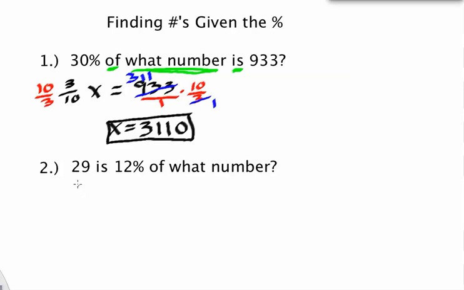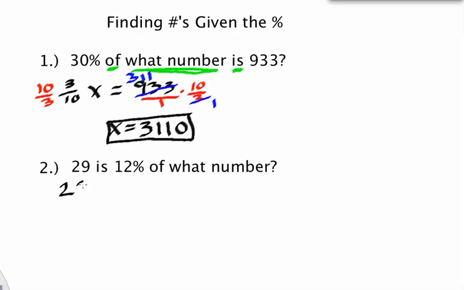29 is 12% of what number? Now 12% doesn't work quite as well as the 30% that we had in the last problem. So I'm going to go ahead and use decimals. I'm going to set it up the same way. This one's written backwards. Doesn't matter, the words are still the important part.